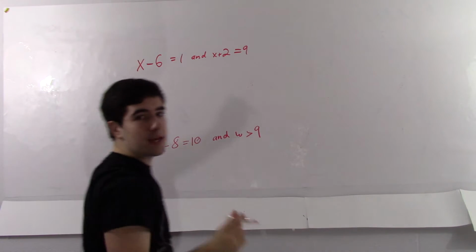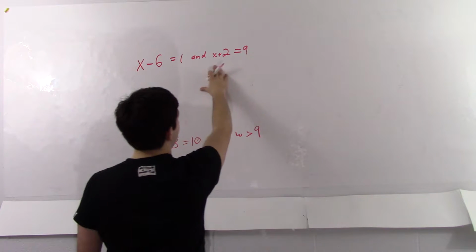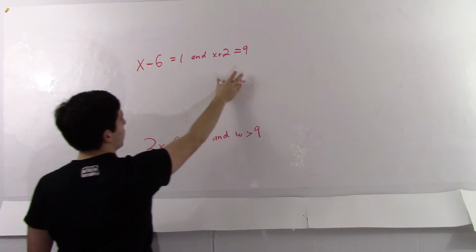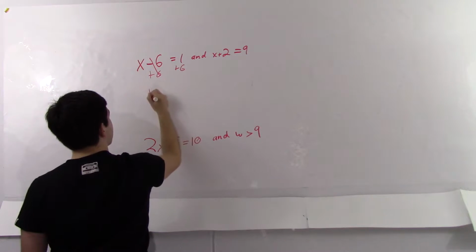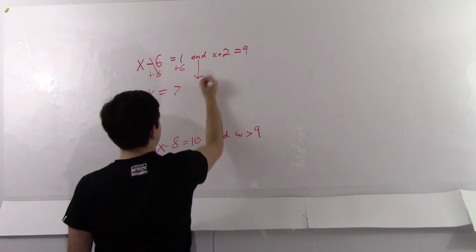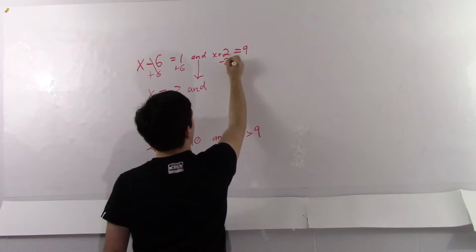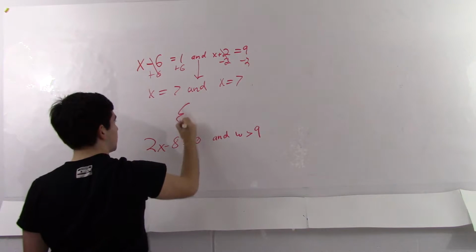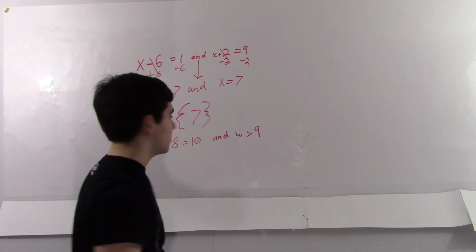Now let's look at some examples of "and" statements. Here we have x minus 6 equals 1 and x plus 2 equals 9. Again, do each equation separately. So isolate x. x equals 7. Bring down your condition statement, which is "and." x plus 2 equals 9. Isolate x. x equals 7. So your solution set would be 7 because it meets both conditions.